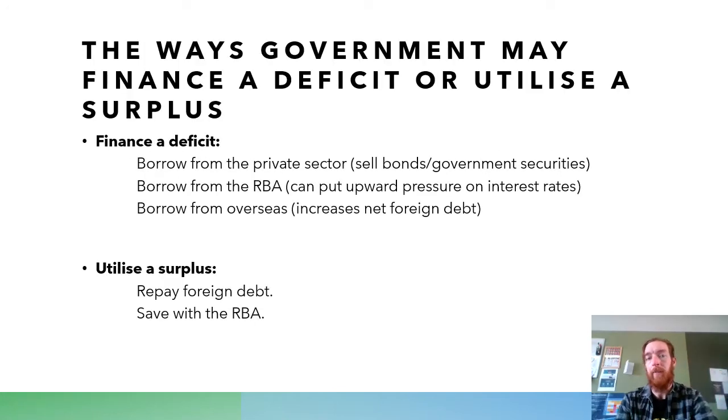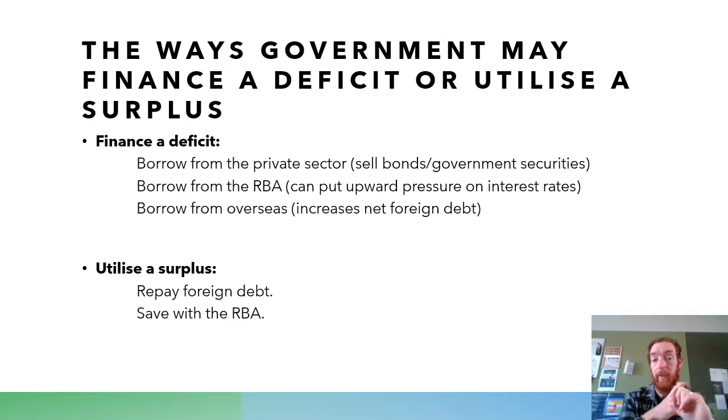So, ways the government may finance a deficit or utilize a surplus. To finance a deficit, the government can borrow from the private sector by selling bonds or government securities. They can borrow from the RBA, however, this takes money away from the money supply and can put upward pressure on interest rates. Or they can borrow from overseas, which increases public debt and also net foreign debt overall.